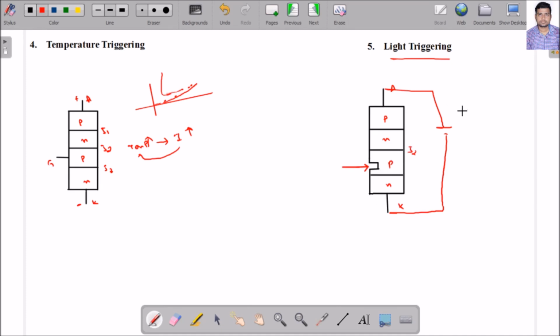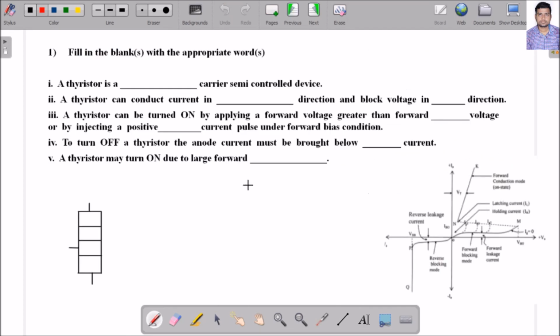This type of triggering, when I am applying light triggering, is also known as light activated SCR. Light activated SCR. The application is generally in HVDC transmission lines, high voltage DC transmission. Okay, the application is HVDC system. So let us try to solve a few questions.